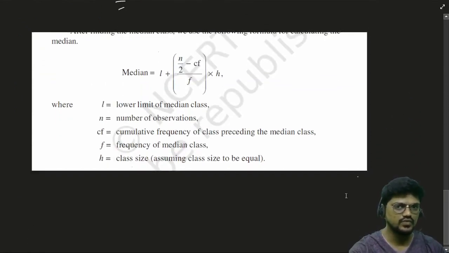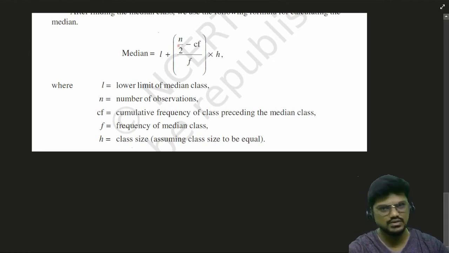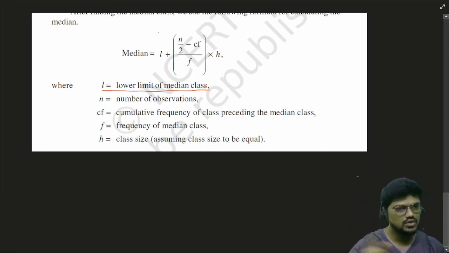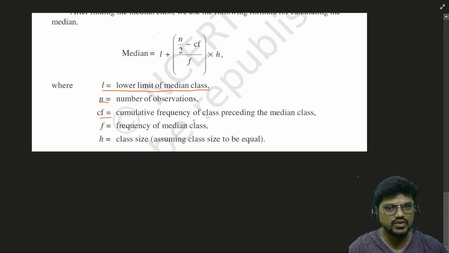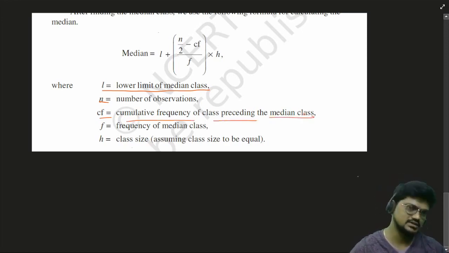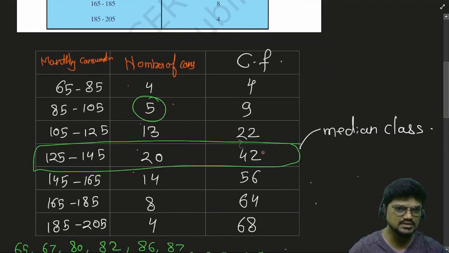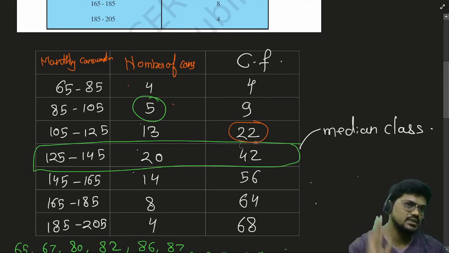Now, what all these things are, you see to it. L is the lower limit of the median class. You know what the median class is? So whatever the lower limit of that median class is, you put that as L. N is the total number of observations which you have. What is CF? Cumulative frequency of the class preceding the median class. Preceding means just before the median class. If this is the median class, what is the cumulative frequency just preceding it? That is this. Understood?